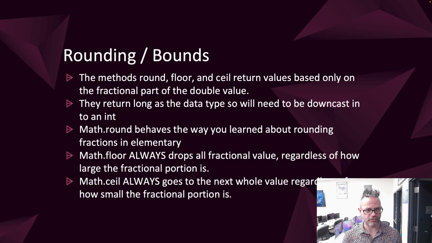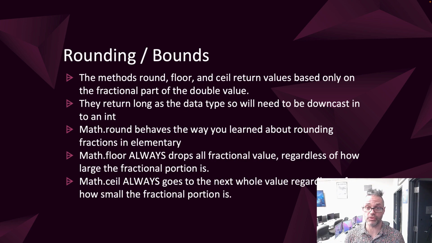Yeah. Rounding and bounds. So we have round, floor, and ceil. They return values based on the fractional part of the double value. They return a long as the data type, so you have to make sure you downcast that appropriately so you can use it as an int if you're working with that. Math.round behaves the way you expect it to, just like you learned in elementary school for fractional values. Math.floor always drops all fractional values, so it's just like casting right down to an int. Math.ceil always goes up to the next whole value.